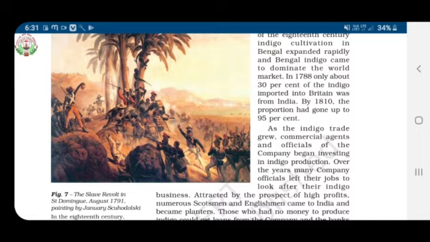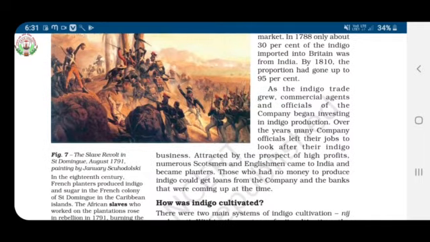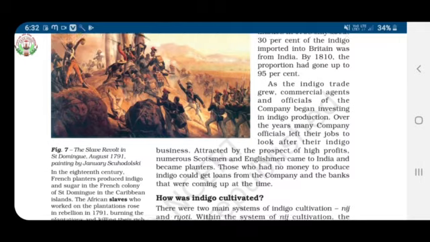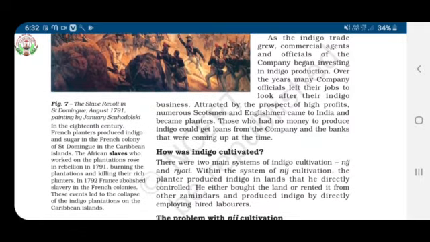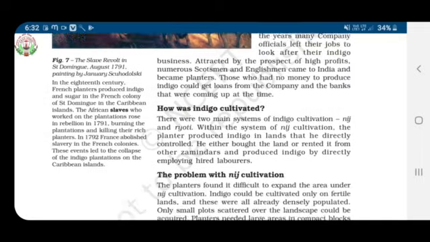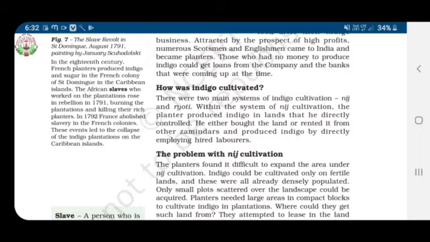As the indigo trade grew, commercial agents and officials of the company began investing in indigo production. Now company officials left their jobs to look after their indigo business as they were getting a lot of profit from this. Attracted by the prospect of high profits, numerous Scotsmen and Englishmen came to India and became planters. Those who had no money used to get loans from the company and the banks that were coming up at that time. How was indigo cultivated then?